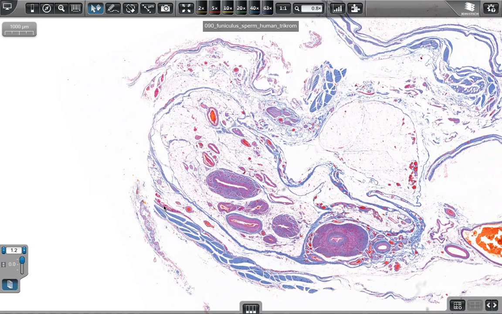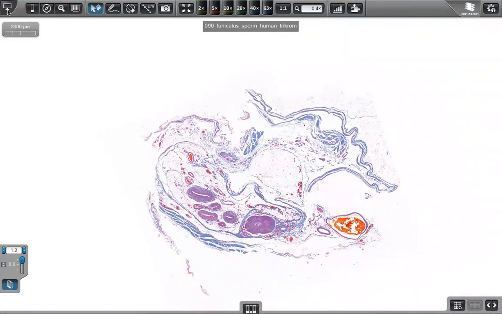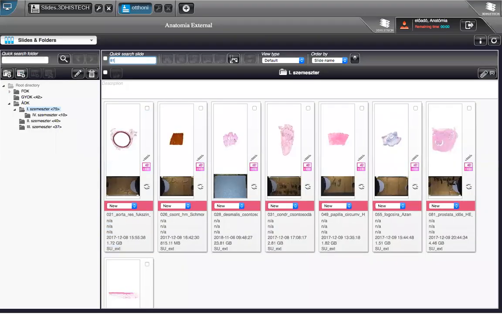Okay. Let's move on. Our next slide is number 81. That's the prostate. Here it is.